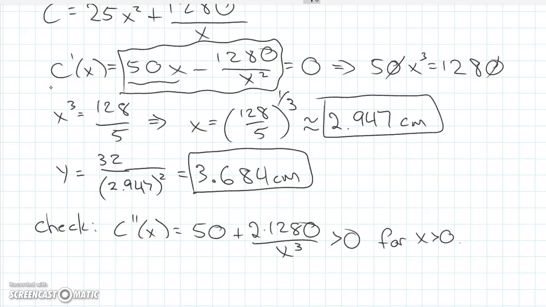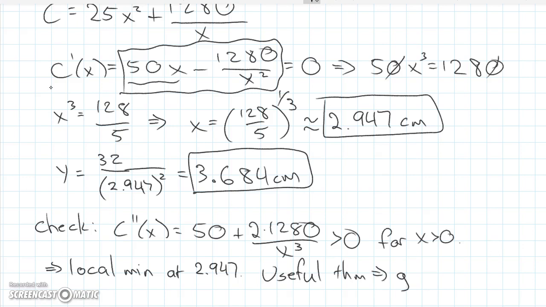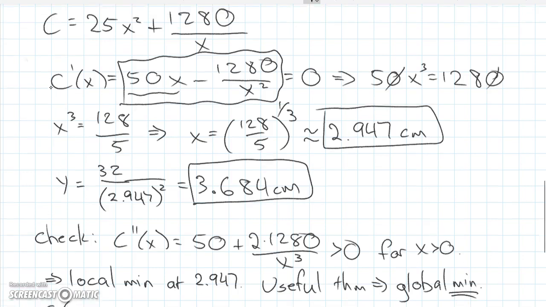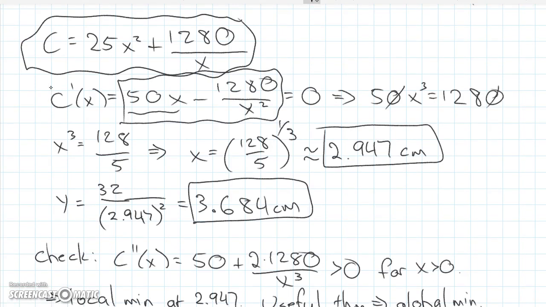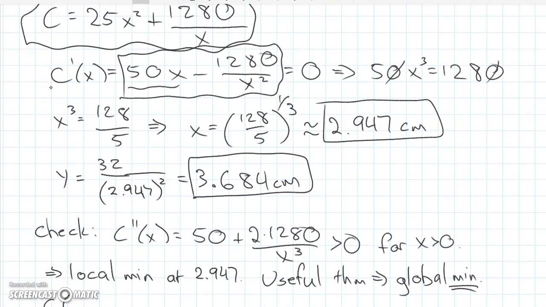So that's positive, which means the graph is concave up, which tells me that we have a local min at 2.947. And the useful theorem tells me, because this is the only critical point, that this is a global min. So this is actually going to globally minimize, not just optimize, minimize the cost. And then we can just plug in. So we know c of x, that's 25x squared, that's this one up here. We can plug in 2.947 into there, and we're all done.